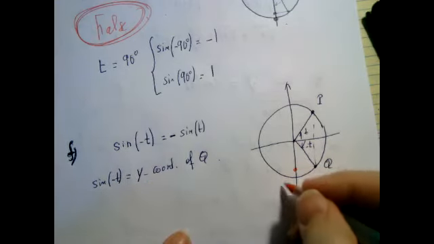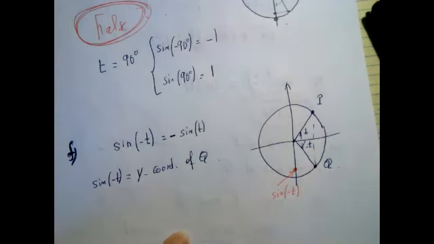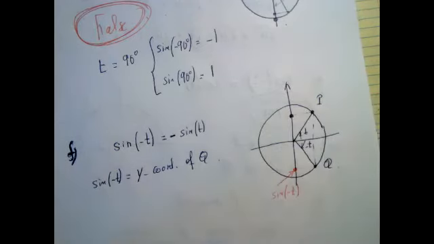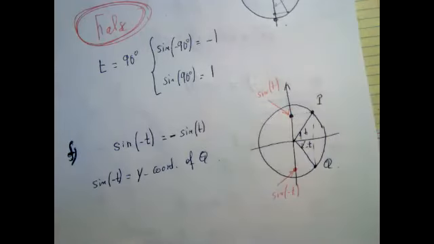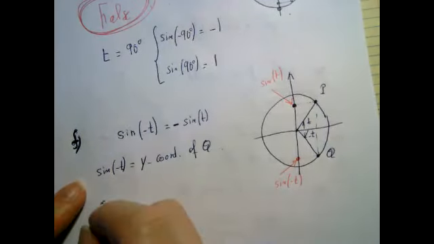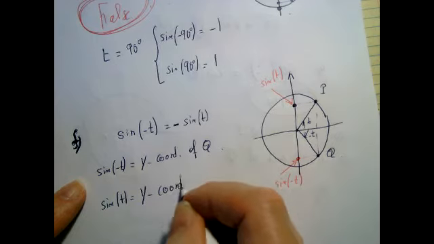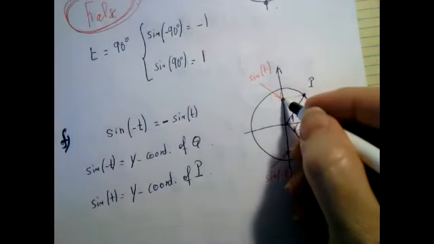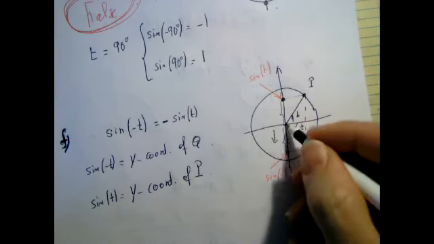So that's the sine of minus t. This value here is the sine of minus t. Okay, in your mind, let t be pi over 3. Now, what's the sine of t? Right there. This is the sine of t. The sine of t is the y coordinate of the point P. So the sine of t is from here to here. It's positive. The sine of minus t is negative. It's from here to here.